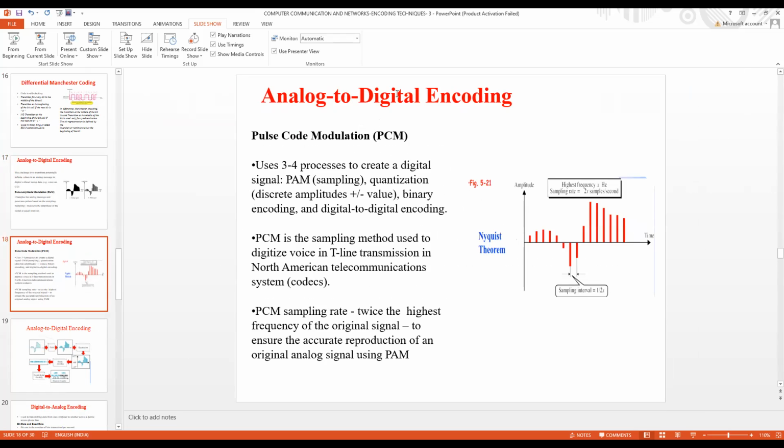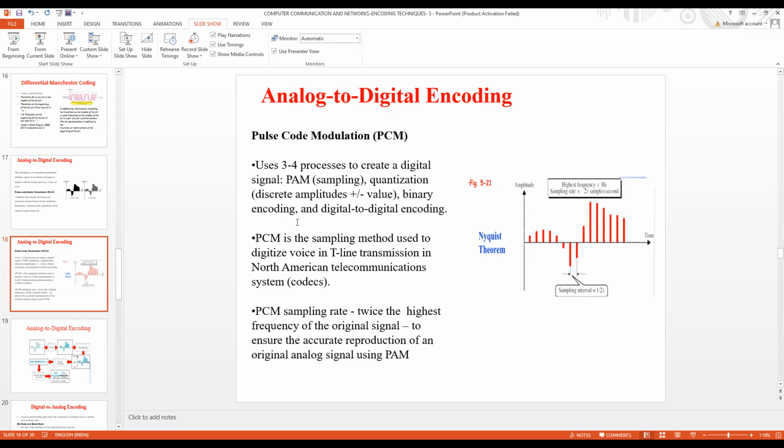So for analog to digital encoding, the method is pulse code modulation. In this, we are using the analog signals. We are sampling that signal, then quantization. We are measuring the discrete values of that signal and then performing the binary encoding.